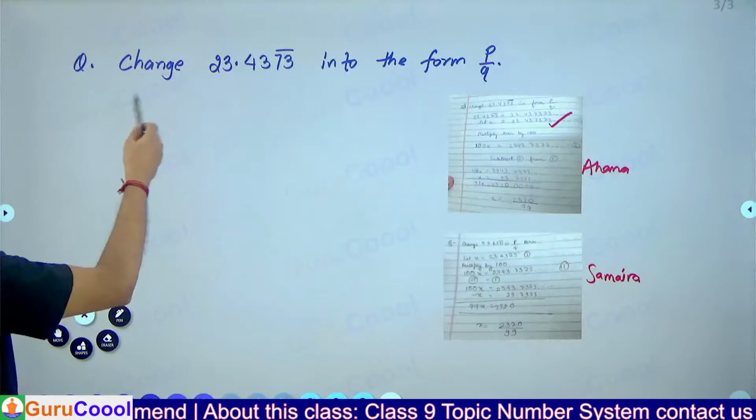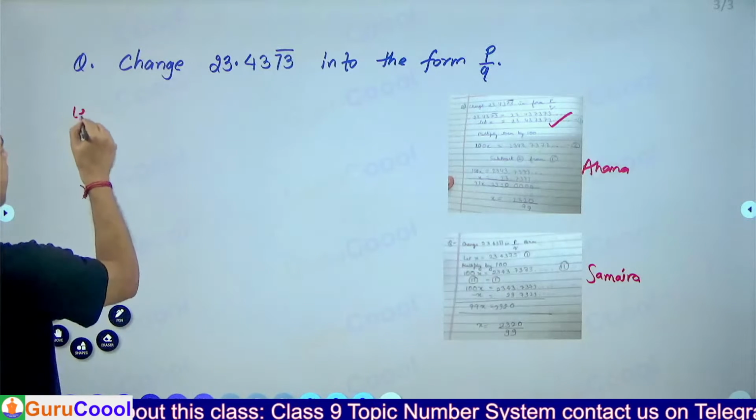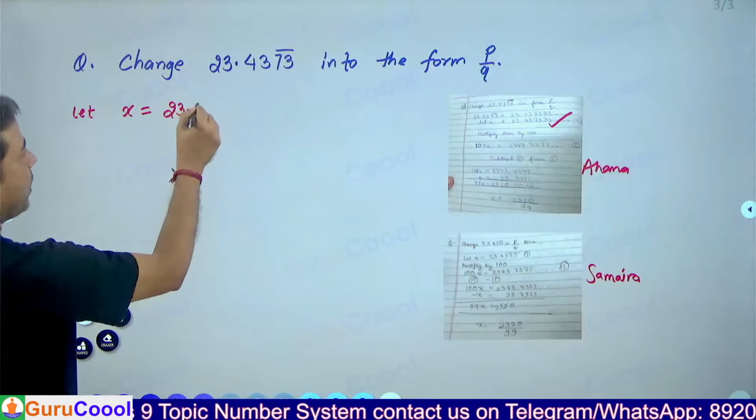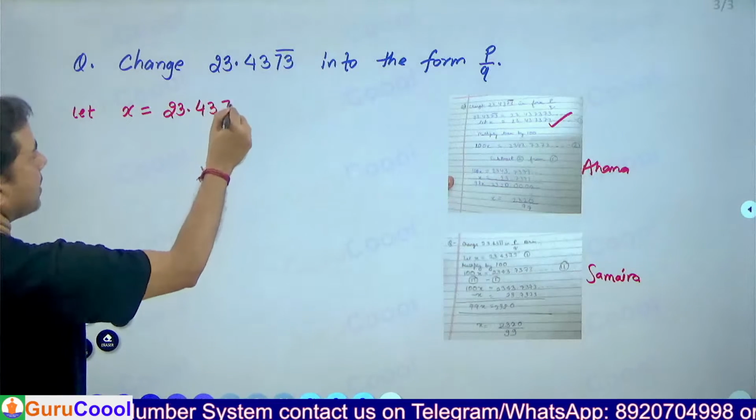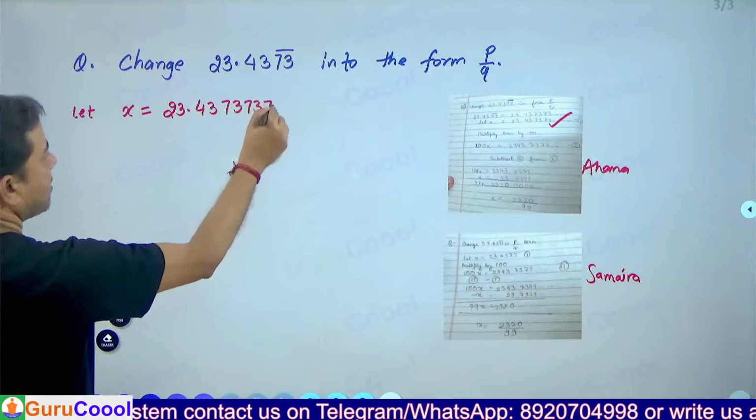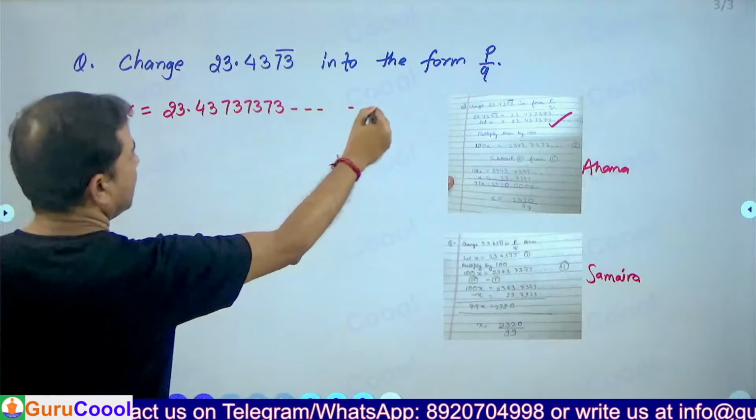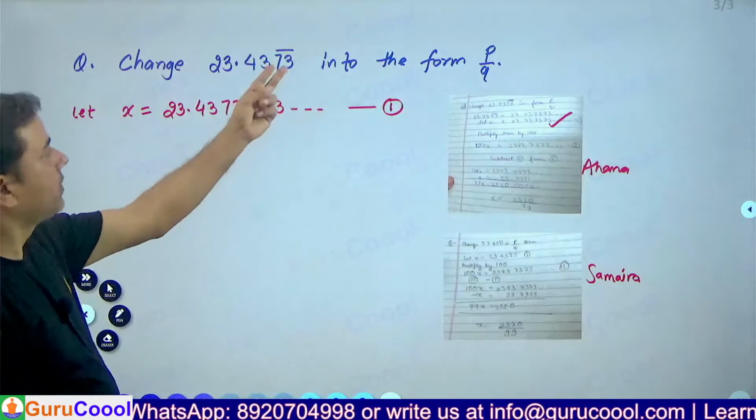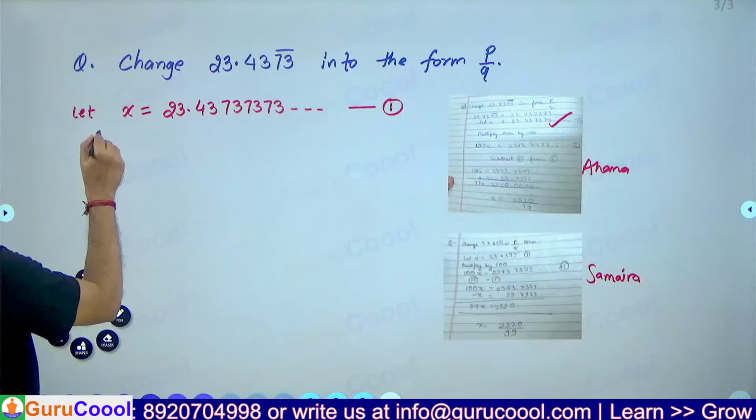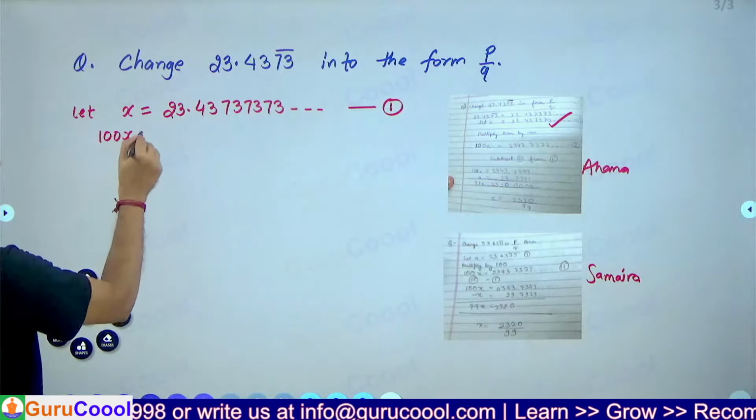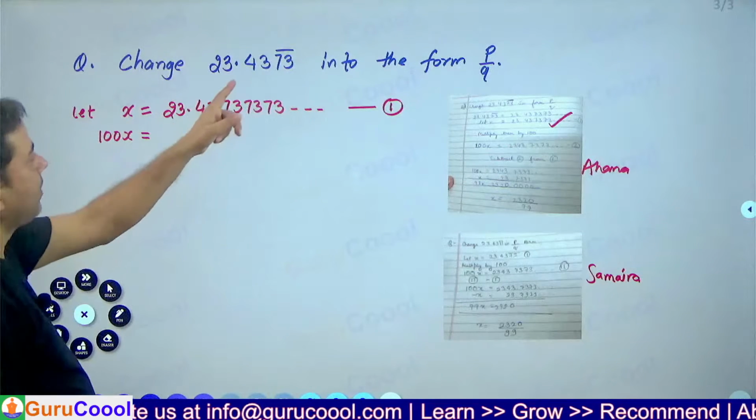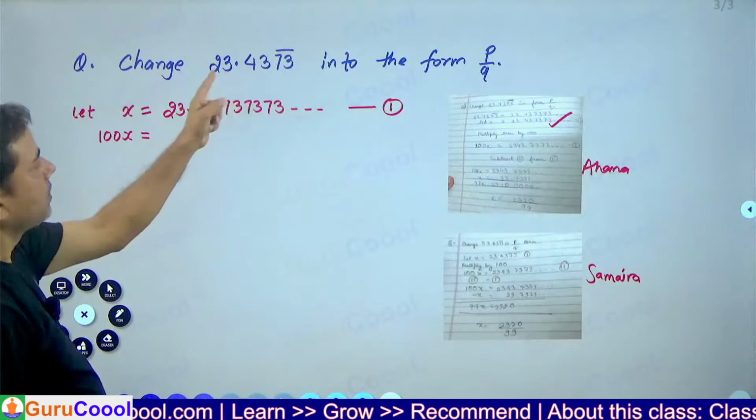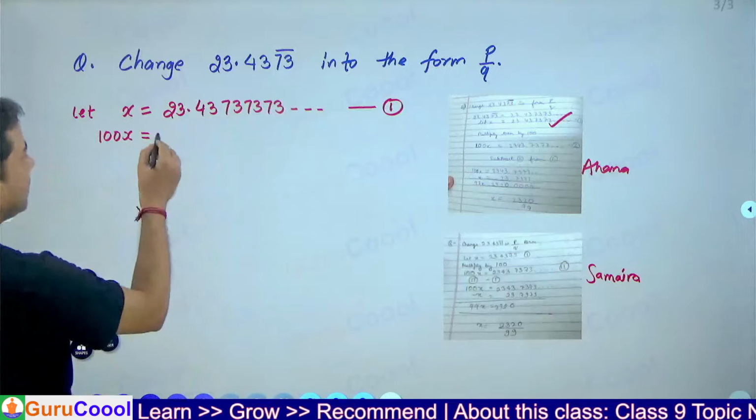Let us see here. So let x is equal to 23.43, then 737373 and so on. This is our first equation. Now since we have two digits with the bar sign, let's multiply with 100 this time. If we multiply with 100, we have to take two digits to the left side, so it will be 2343 on the left side here.